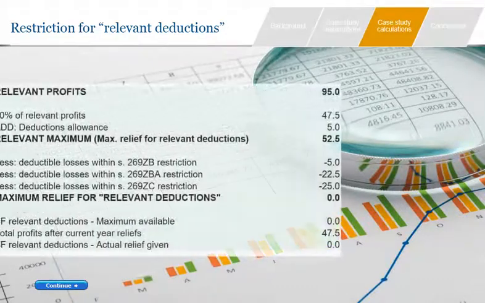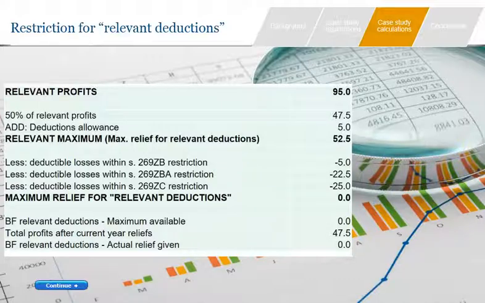We can now complete our calculations by working out the maximum permissible relief for relevant deductions, i.e. relief for brought forward losses that are deductible from a company's total profits. We start with the total relevant profits across all types of income and gains of 95 million. 50% of this is 47.5 million, to which we add the total deductions allowance of 5 million, giving a relevant maximum of 52.5 million. From this we must deduct any actual reliefs claimed in relation to unrestricted losses falling within the scope of all the previous CILR restrictions.